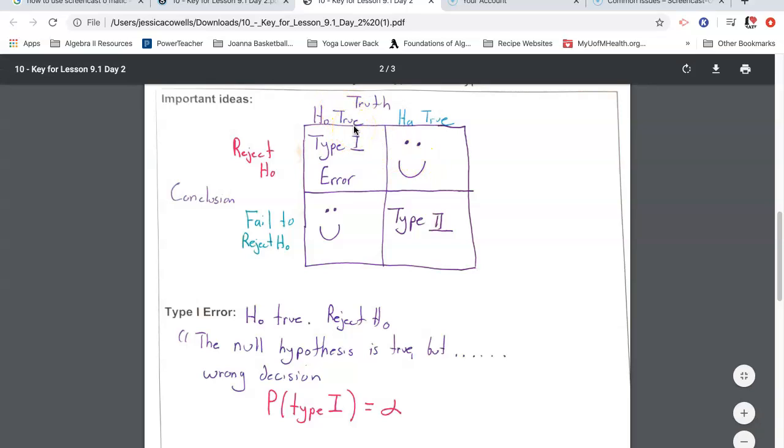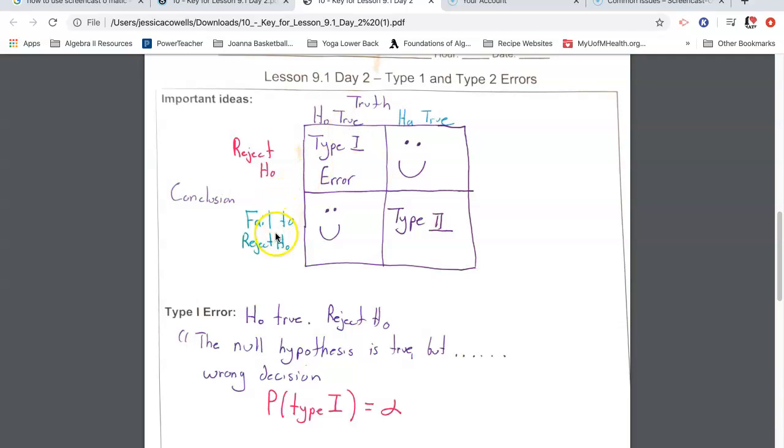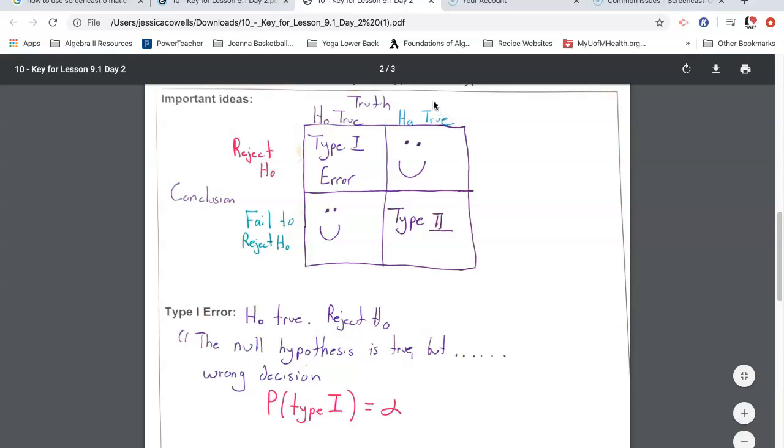If our null hypothesis is true, then we fail to reject the null hypothesis. Well, that's correct. But if our alternative hypothesis is true, the evidence is going against the null hypothesis, so it's showing our alternative hypothesis appears to be true, but we failed to reject that null hypothesis even though the evidence is against it, that is a type 2 error.